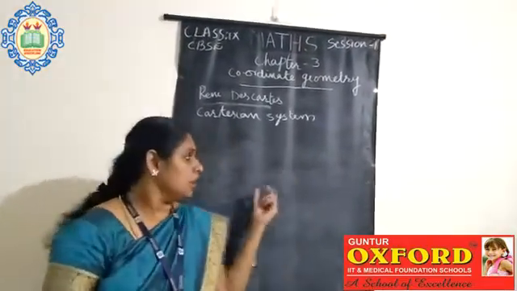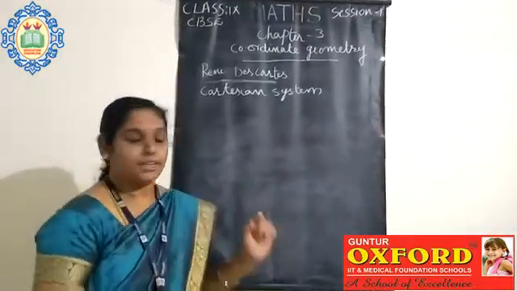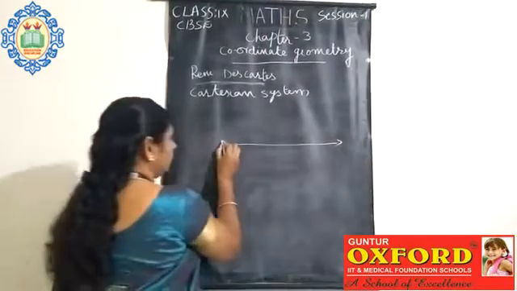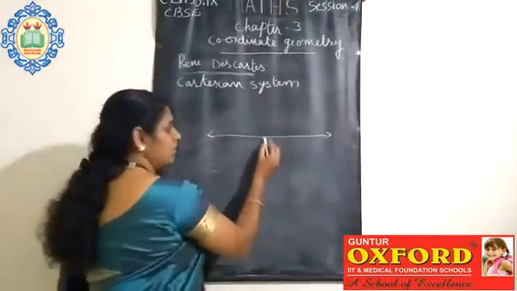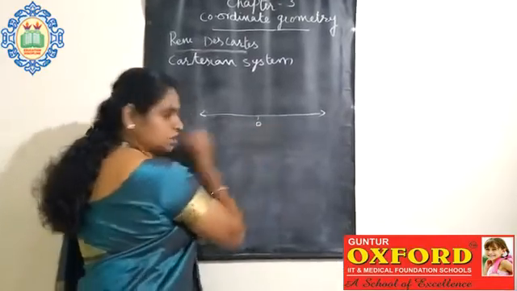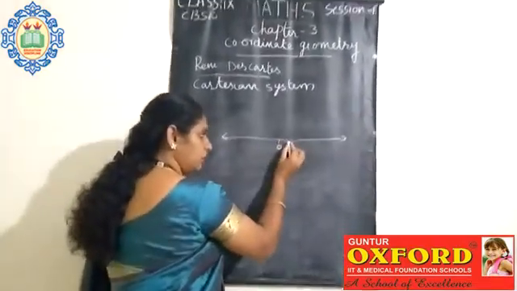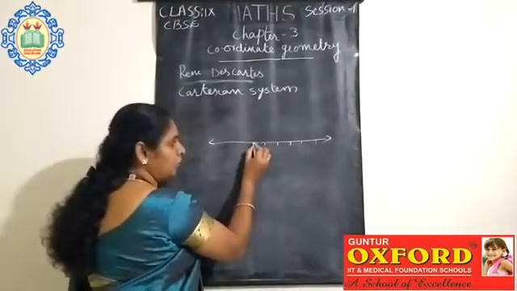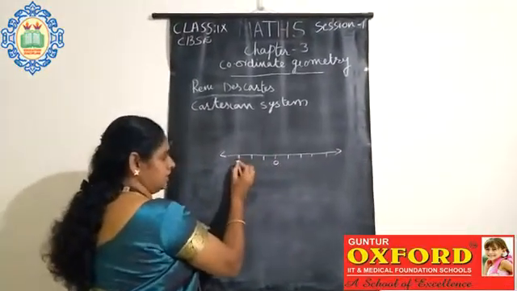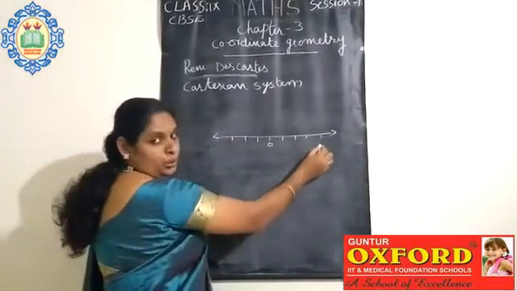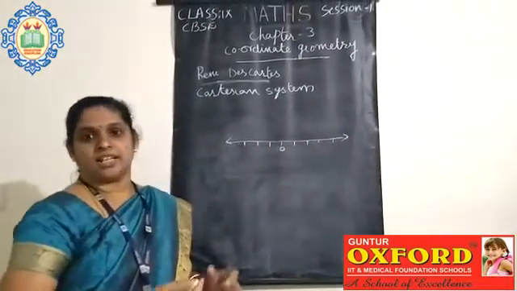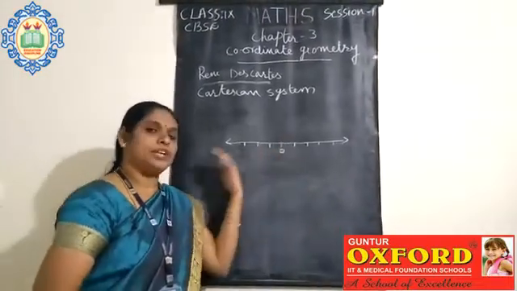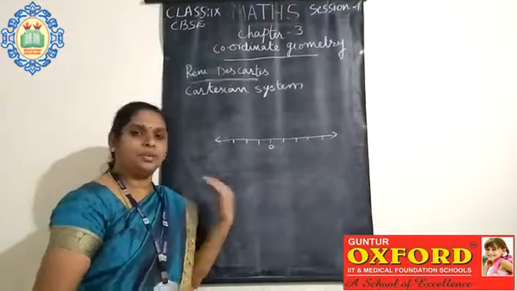First, I will show how to locate a point on a number line. We first draw a line here. Then mark one point as 0. Then mark points at equal unit distances. What is the right side of 0, children? The right side of 0 are the positive numbers and the left side of 0 are the negative numbers.